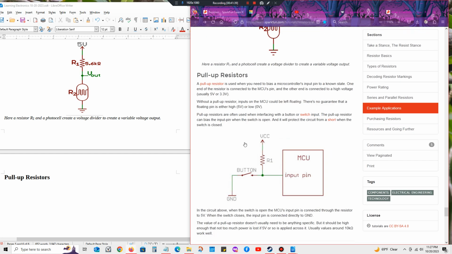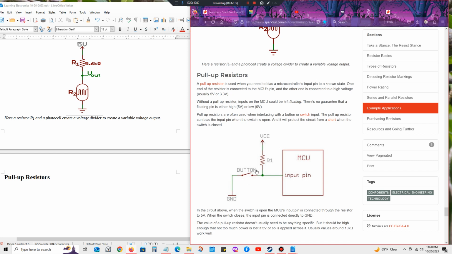I guess I could read the rest, right? So a pull-up resistor is used when you need to bias a microcontroller's input pin to a known state. One end of the resistor is connected to the microcontroller's pin, and the other end is connected to a high voltage, 5 volts or 3.3 volts. Without a pull-up resistor, inputs on the MCU could be left floating. There's no guarantee that a floating pin is either 5 volts or a low 0 volts. Pull-up resistors are often used when interfacing with a button or a switch input. The pull-up resistor can bias the input pin when the switch is open.